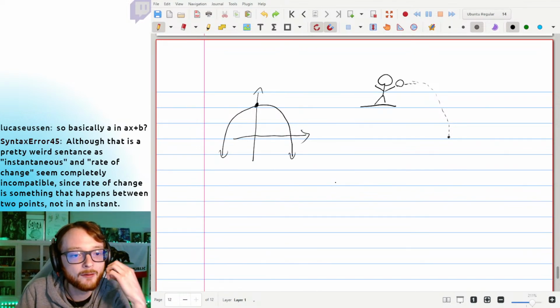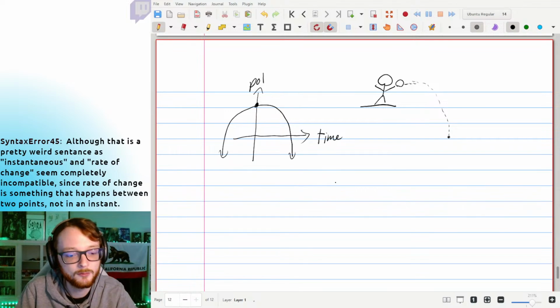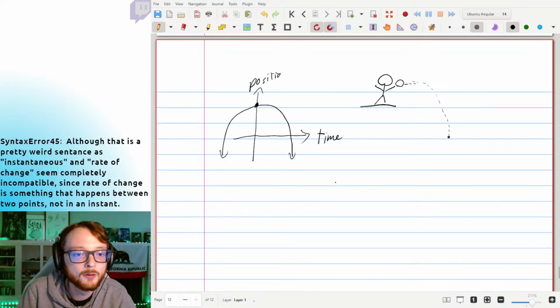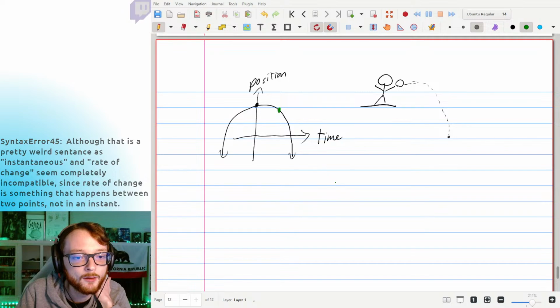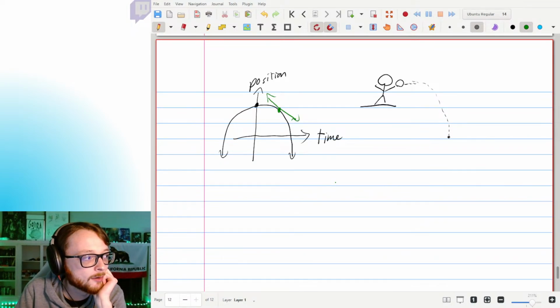Because you could think of it like this: if this is the position of the ball, say this axis is time, and this axis is position. If you want the velocity of the ball at this time, it turns out you can draw what's called a tangent line, a line that only hits the graph at one point, right there. And the slope of this line is the velocity of the ball.